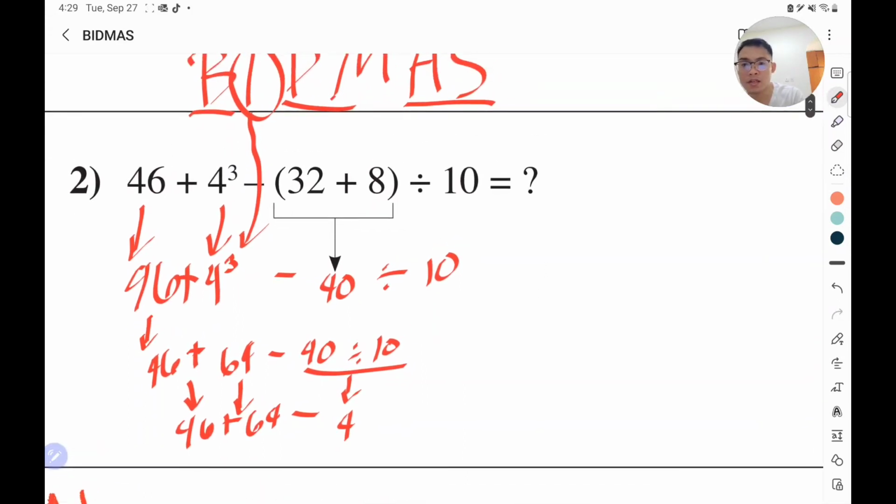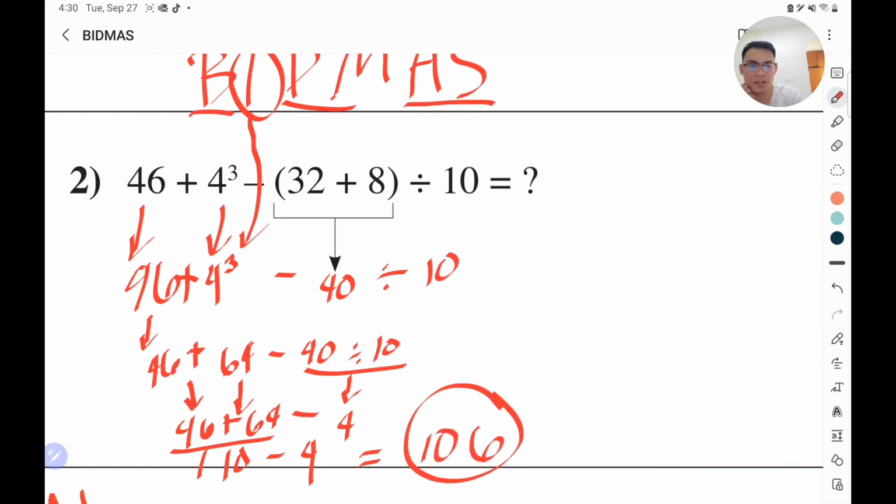Alright, what do we do next? We have to add from left to right. With this, we have 46 plus 64 is equal to 110 minus 4. And then 110 minus 4 is equal to 106. That's our answer there.